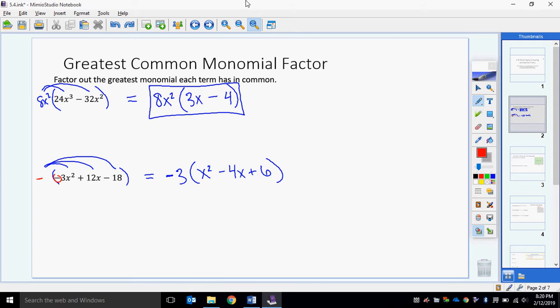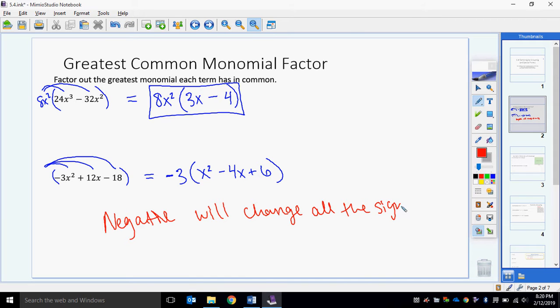Okay, so factoring out a negative will change all the signs of your terms.